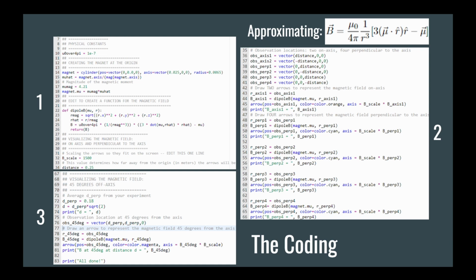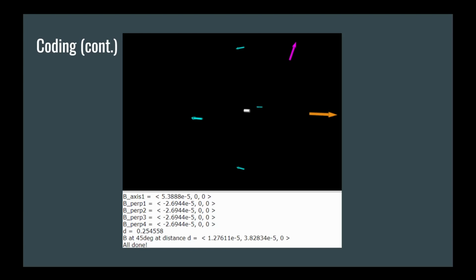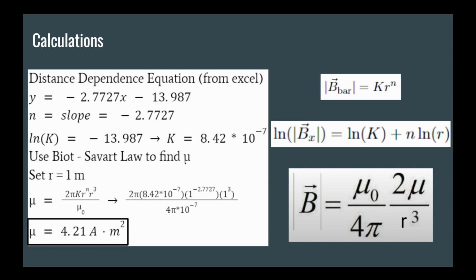In section 3, we finally print everything and then also do the actual 45-degree experiment, creating a magnetic field arrow 45 degrees off. The result of this is this picture where we see the results at the bottom of the magnitude of the 45-degree arrow to confirm our magnetic dipole size, and then we also see the different orthogonal arrows and their relative magnitudes.